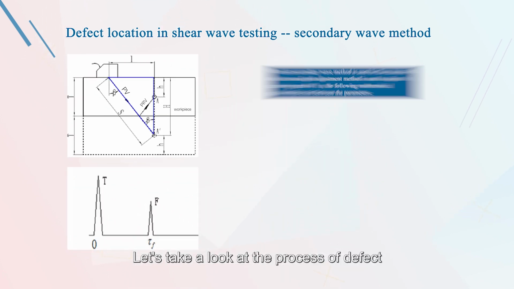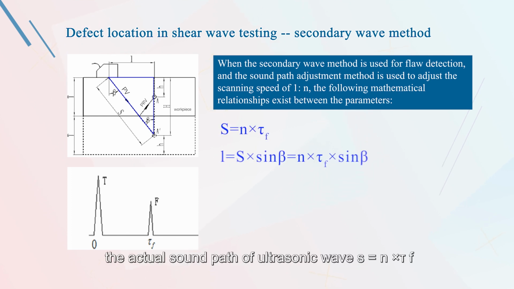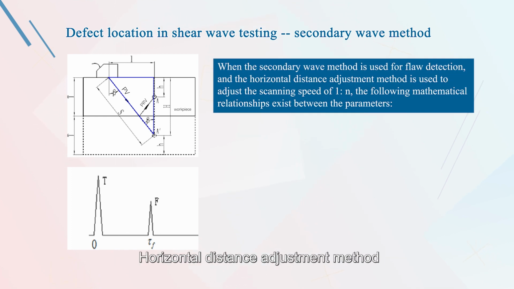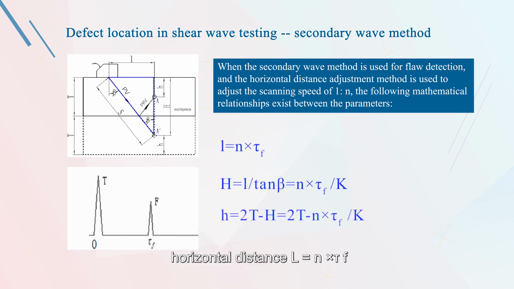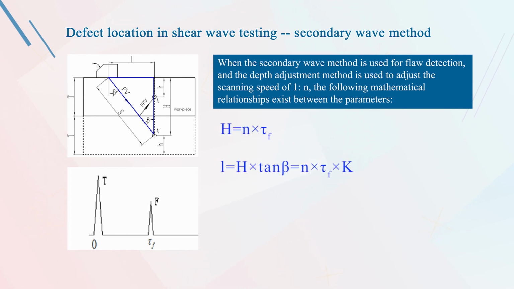Let's take a look at the process of defect positioning based on the secondary wave method and the sound path adjustment method. First, the actual sound path of ultrasonic waves, as we can see in this formula, and the horizontal distance in the adjustment method. The horizontal distance formula here is another one. The third one, when using the depth adjustment method, this is the third formula. I hope all of our students can learn it and master it.